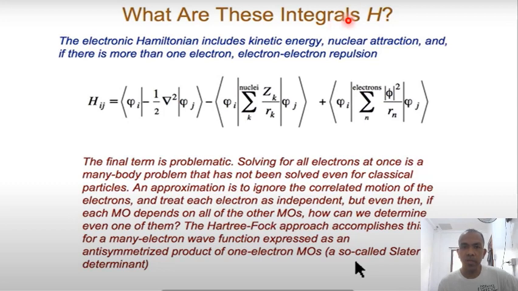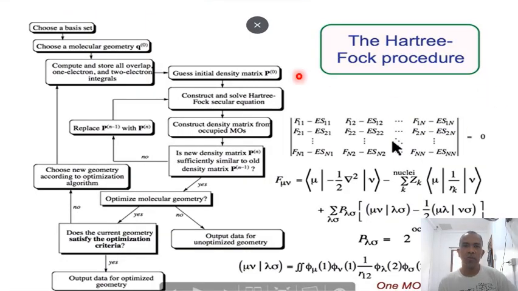So when it's a many-electron wave function, we will build that many-electron wave function, which we know needs to be anti-symmetric, as an anti-symmetrized product of one-electron molecular orbitals. We can call that a Slater determinant. Then the whole approach can be chunked into one density matrix slide, into a Hartree-Fock procedure, and we've looked at this slide previously.